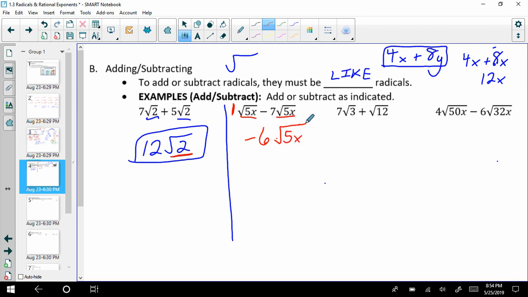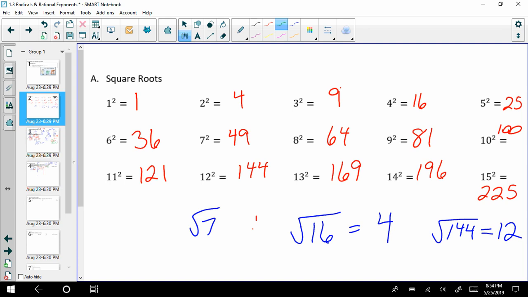I should have negative 6 square root 5x. Next one, 7 square root 3 plus square root 12. I cannot combine these because one is a set of square root 3 and the other is a set of square root 12. However, the warning bell that should be going off: if I look at my list of perfect squares, 12 is not one of my red numbers. But one of these perfect squares will go into 12. 4 is the biggest perfect square that will divide into 12 nicely.